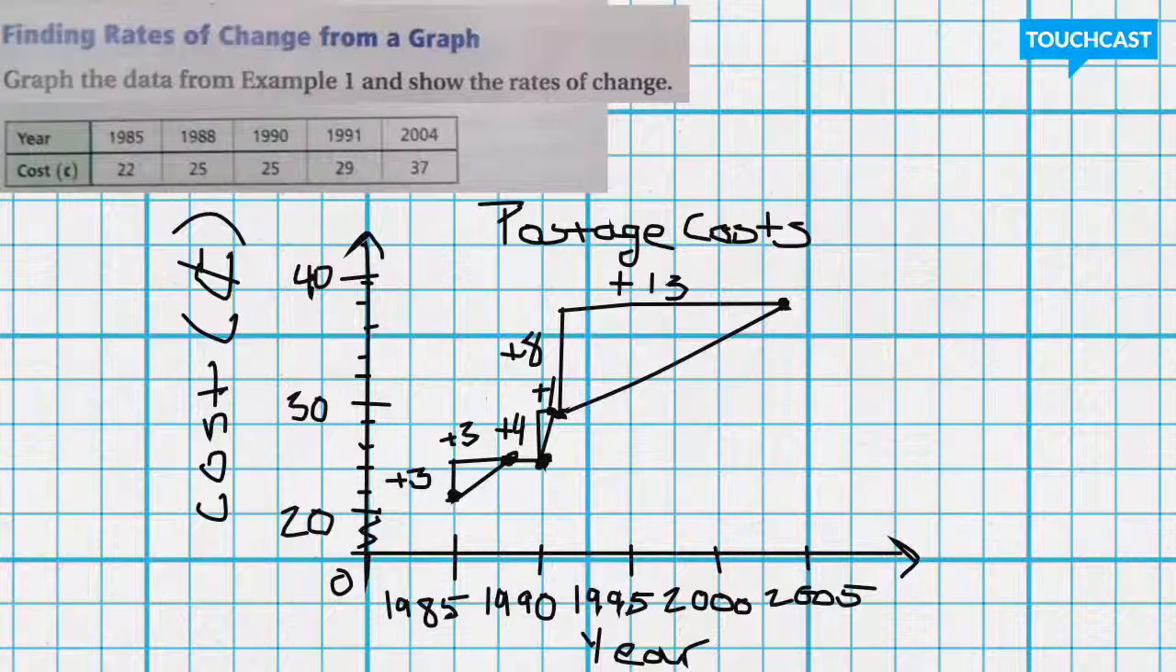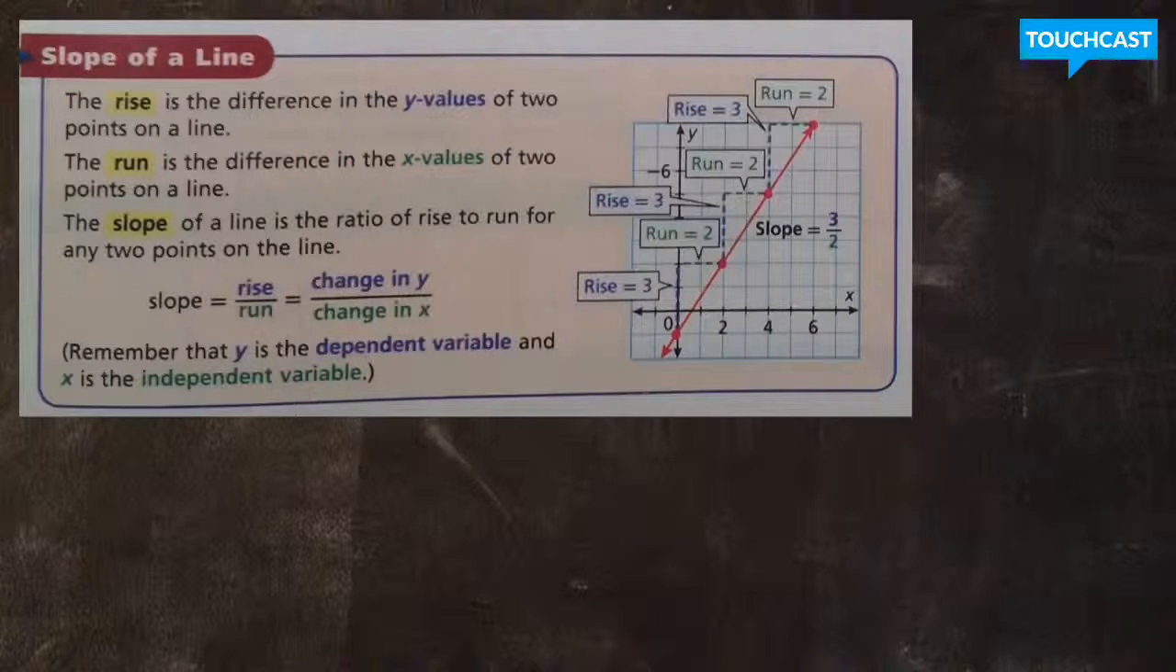So let's move on to our next example. In fact, before moving on, let's talk a little bit about slopes of a line. The rise is the difference in the y values of our 2 points on a line, and the run is the difference of the x values of our 2 points on a line. The slope is just the ratio of the rise to the run for any 2 points on the line. So the slope is the rise divided by the run, or the change in y over the change in x. Remember that y is our dependent variable and x is our independent variable.